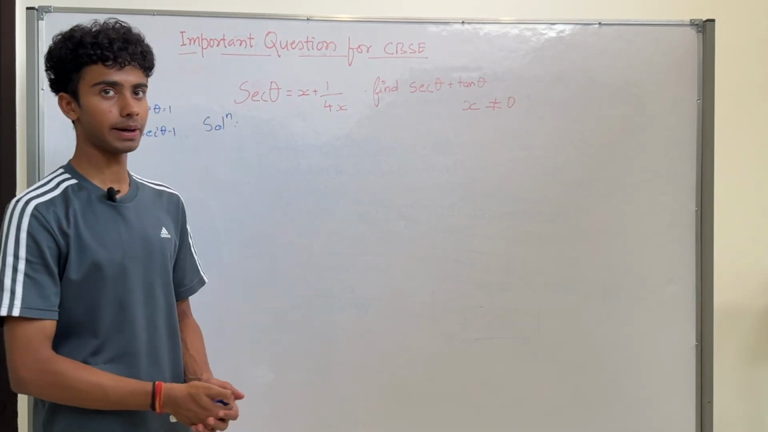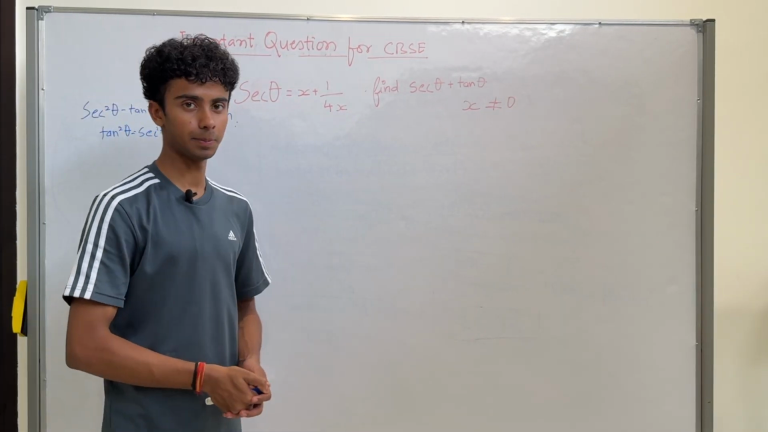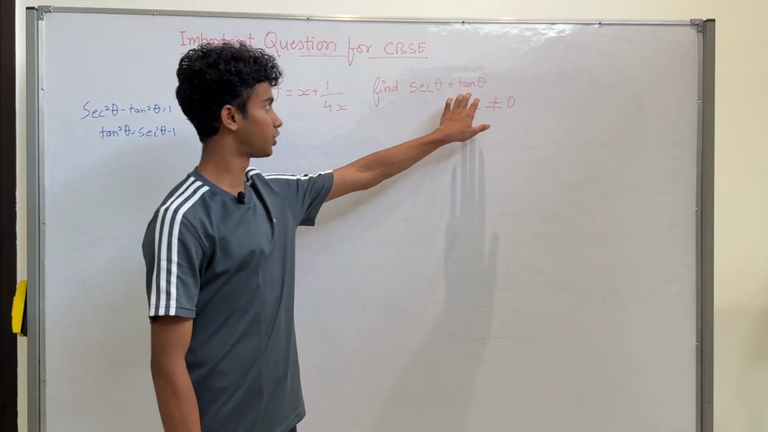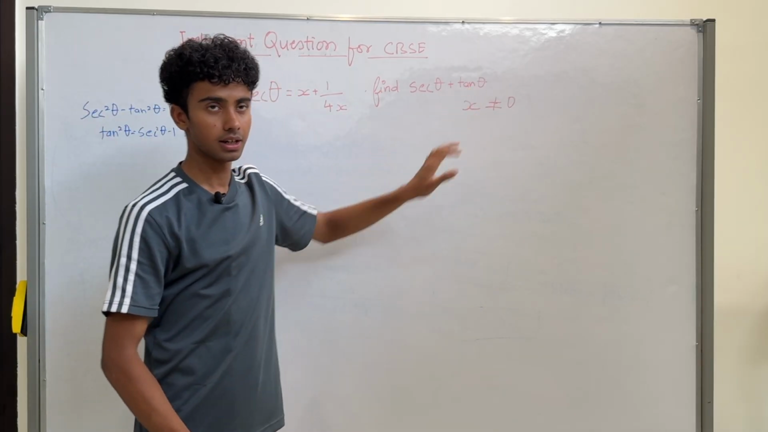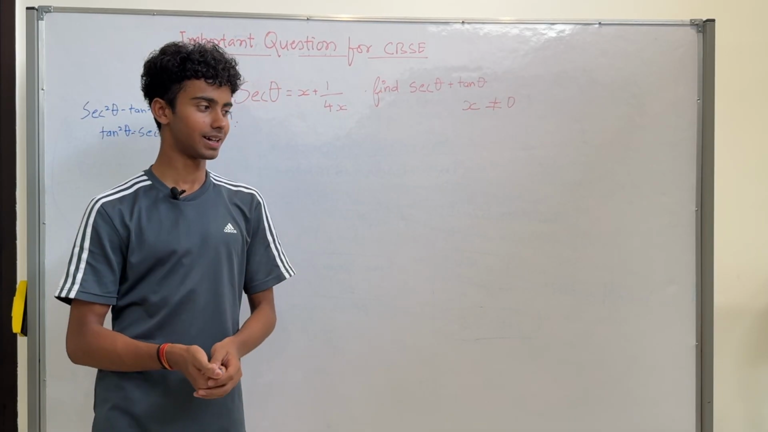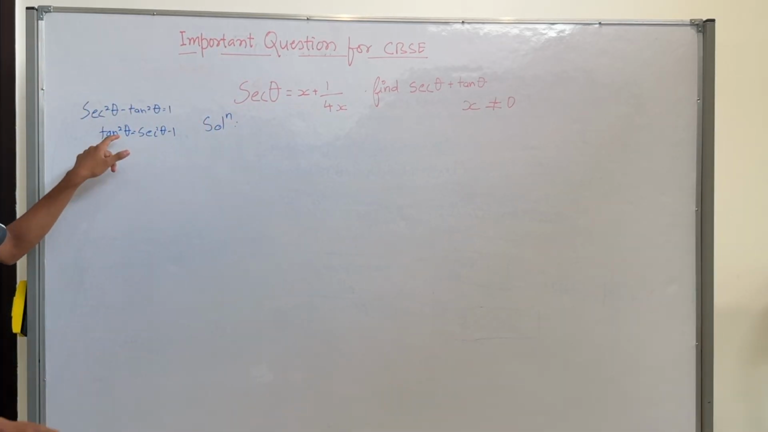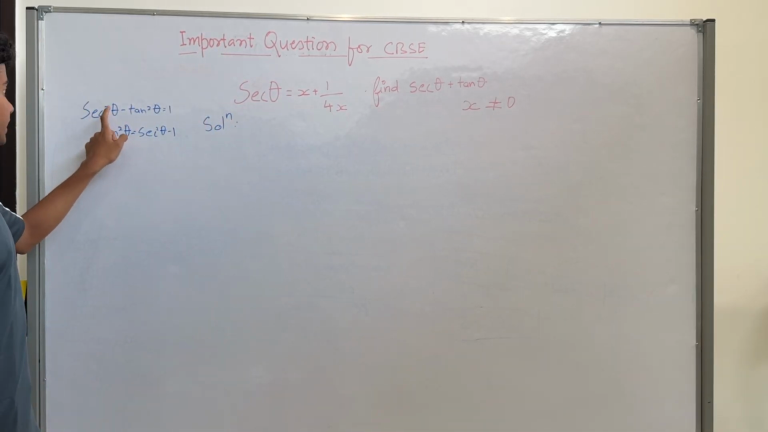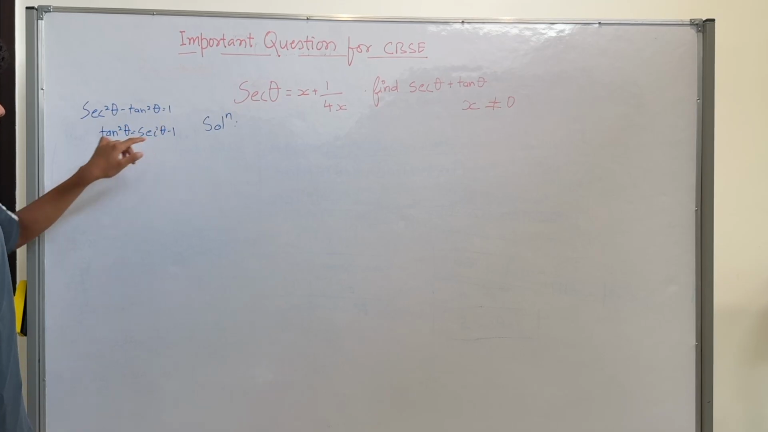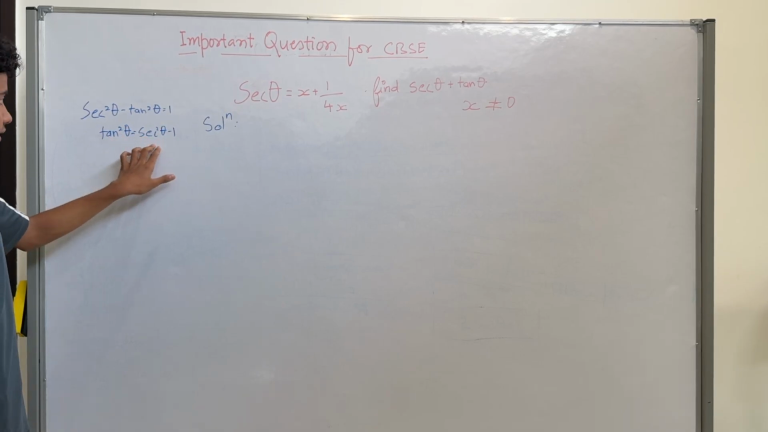This question might look very confusing for a lot of people. As you can see, they're getting a new trigonometric ratio out of nowhere. But then it's not, again, it's not that hard. We just have to keep this one identity in mind. Sec square theta minus tan square theta equals 1. And we can write tan square theta as sec square theta minus 1.